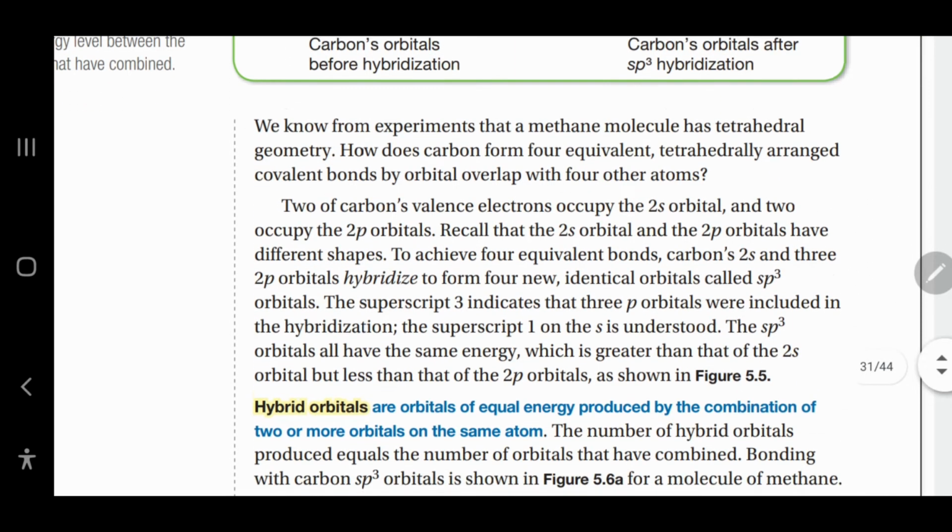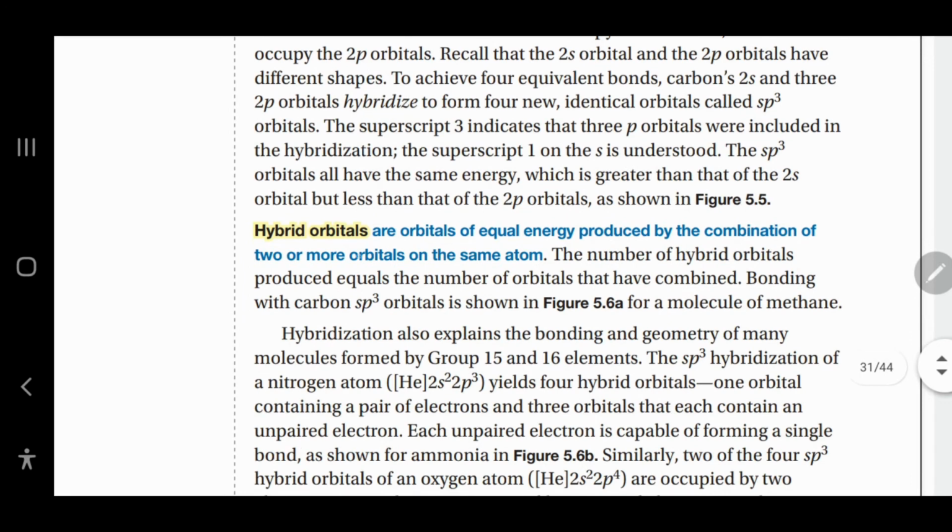So the hybrid orbitals are orbitals of equal energy produced by the combination of two or more orbitals on the same atom. Remember, guys, that we are talking about this process inside the same atom. Hybridization is mixing of orbitals in the same atom. We aren't talking about mixing between two different atoms. And all the produced orbitals will be identical in shape and energy. They will be exactly the same.